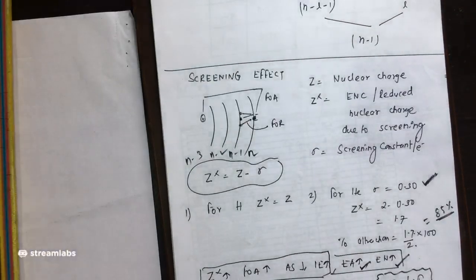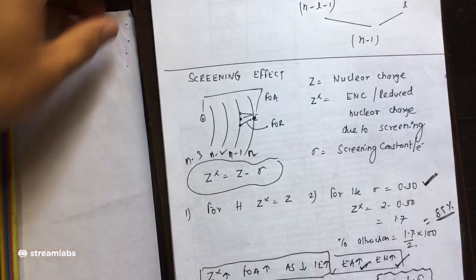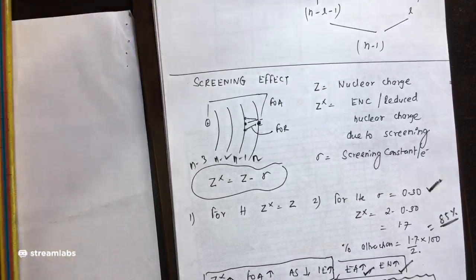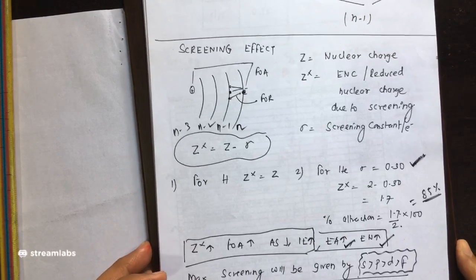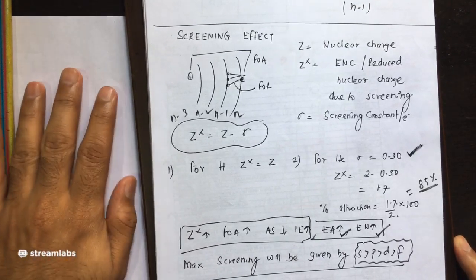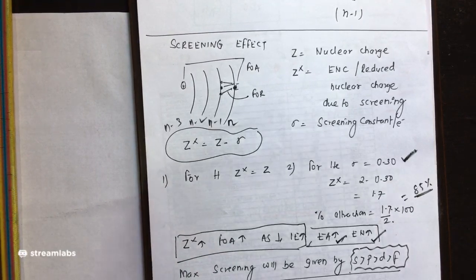Let's go on to the next discussion about screening effect. So what is screening effect, dear students? The valence electron in a multi-electronic atom is attracted by the nucleus and is repelled by the electrons present in the inner shells. The combined effect of this attractive and repulsive force acting on the valence electron is that the valence electron experiences less attraction from the nucleus, and that is called the screening effect.